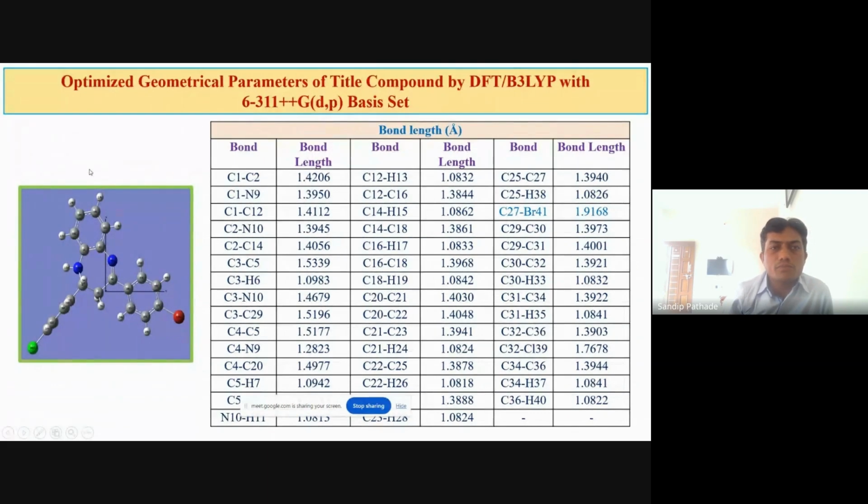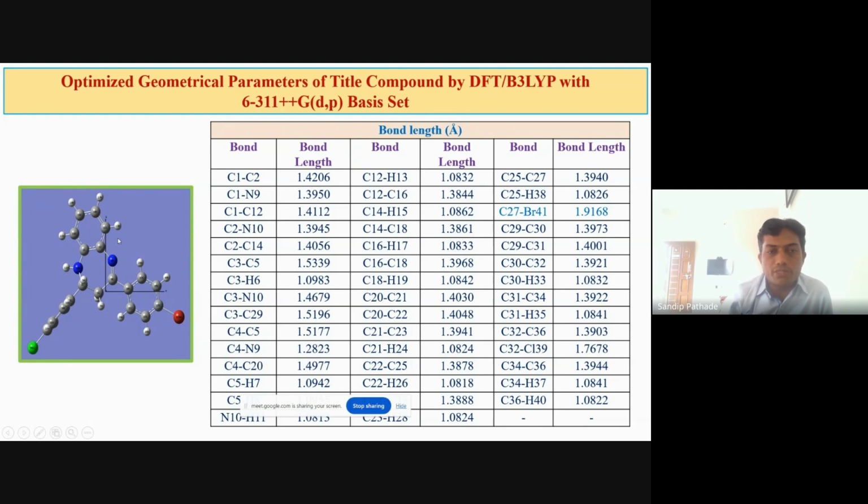This is the optimized geometry of the molecule, and this geometry can be optimized by using the Gaussian software at the DFT B3LYP method with the 6-311+G(d,p) basis set. This optimized structure clearly shows that this molecule has a non-planar structure, because the benzodiazepine ring as well as the 4-bromophenyl ring are in the planar structure, but this 4-chlorophenyl ring is perpendicular to the average plane of the molecule.